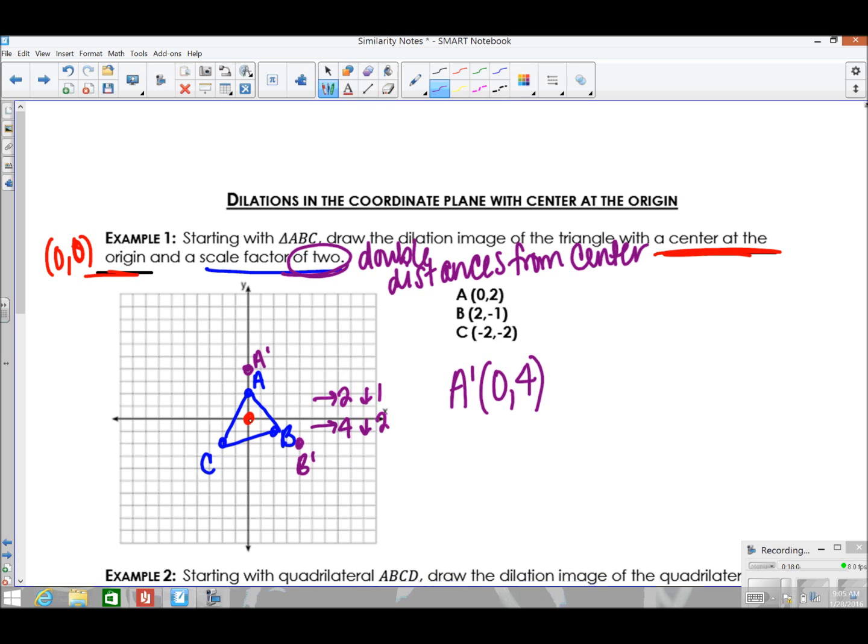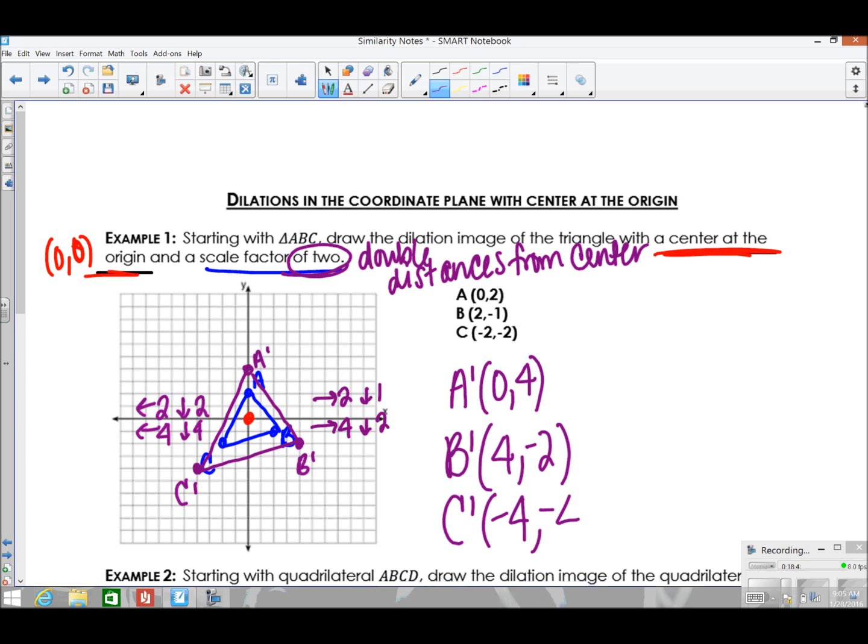And then to get to C, I had to go 2 to the left, down 2. Just means I'm going to double it. So I'm going to go 4 to the left, down 4. So 1, 2, 3, 4, down 1, 2, 3, 4. And that'll be C prime. So it's that same concept, it's just counting versus using a compass. So then let's just make sure we state our coordinates. So B prime was 4, negative 2. C prime was negative 4, negative 4.